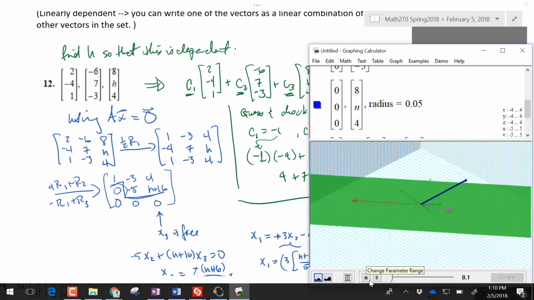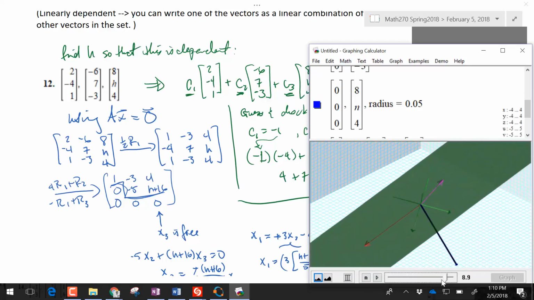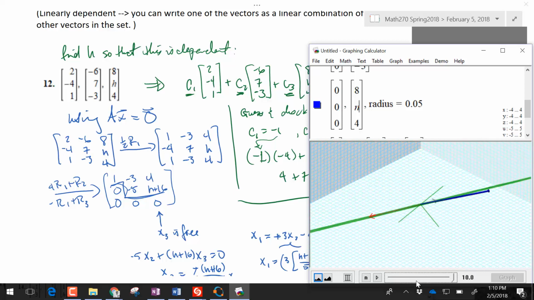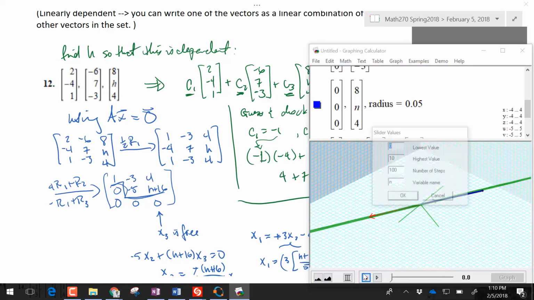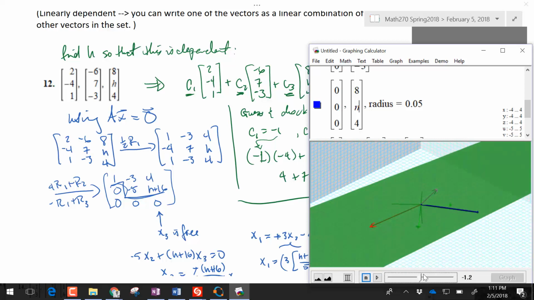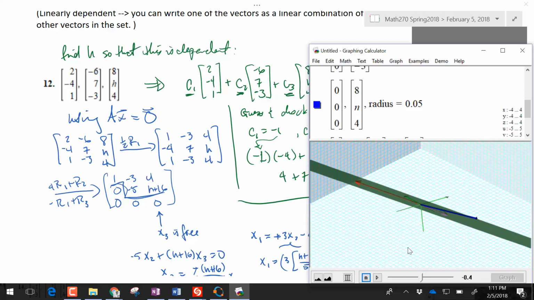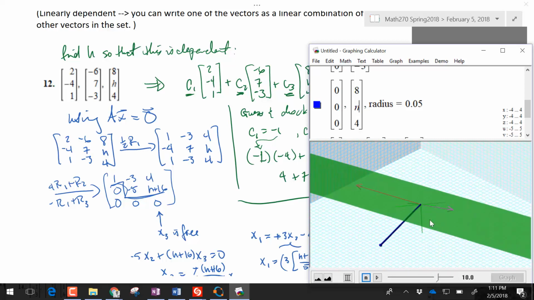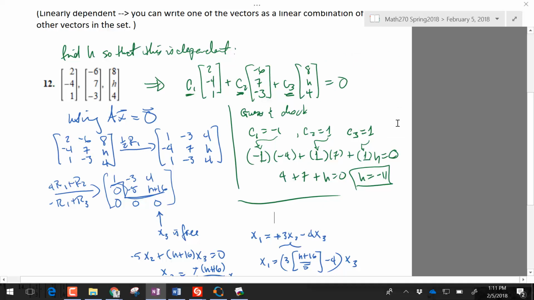Let's have it range in value. So if we pick any value for h, at least the values that I have here go from 0 to 10. Let's make it go negative. So regardless of what value I pick, it looks like it'll remain on that plane. Well, I don't know what the best view of this would be. Okay, get the picture?